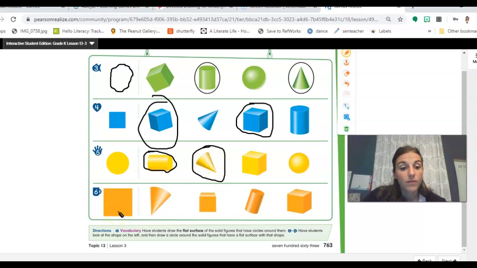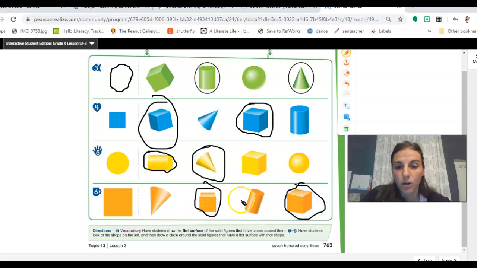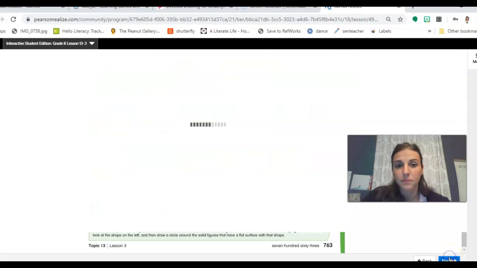So let's look right here. We have a square. Let's look at these shapes right here. Which ones have a square as a flat surface? Cone? No. How about a cylinder? No. How about the cube? Cubes have lots of squares, so you would circle the cubes. Doesn't matter which way they're going, they're still both cubes. Nice job. You did so well with that page.